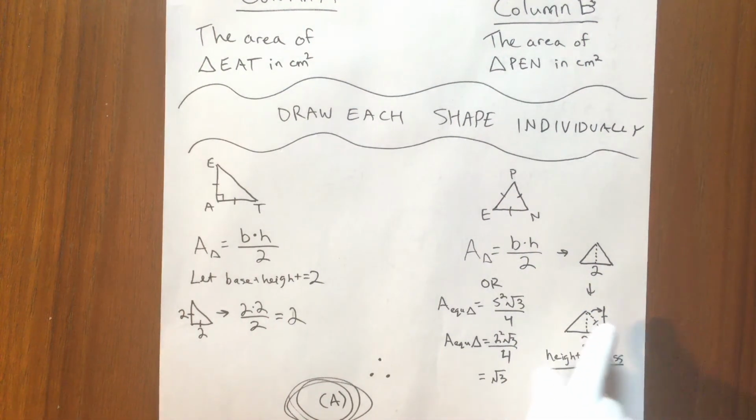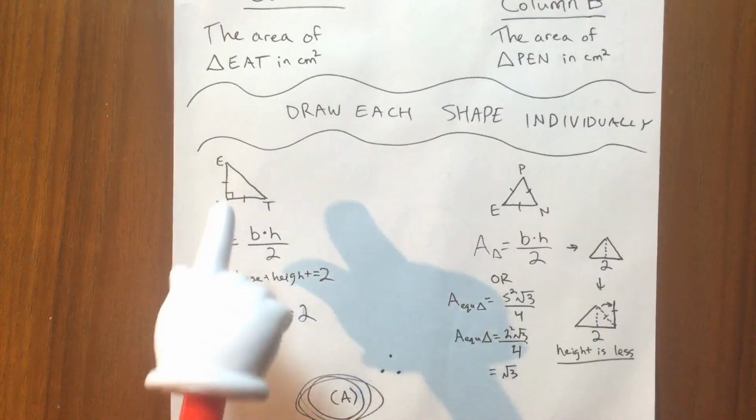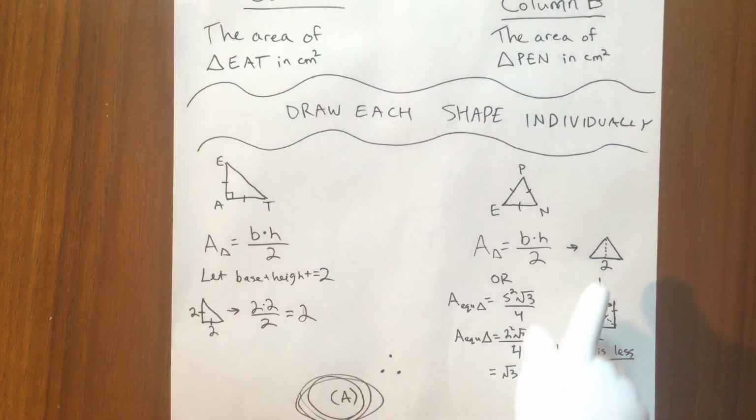it would be a little taller than the equilateral triangle currently is. And since the height would increase if we were to bring it up and make it a right triangle like this one, that means that the height EA is greater than the height of triangle PEN.